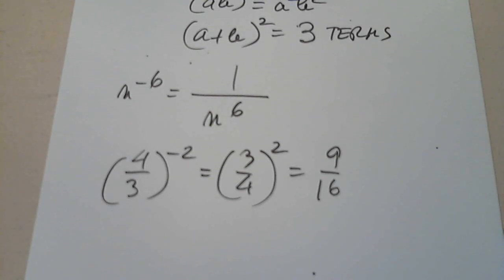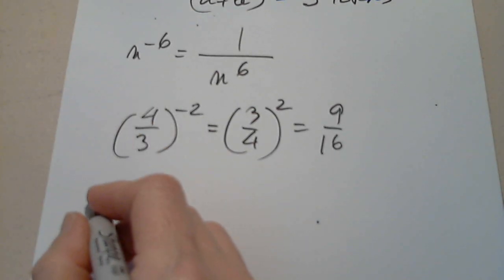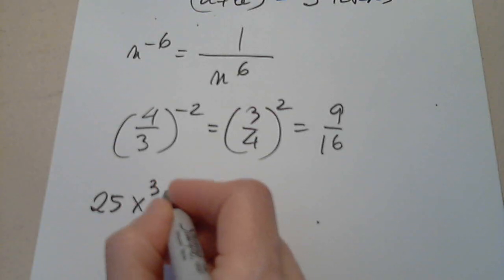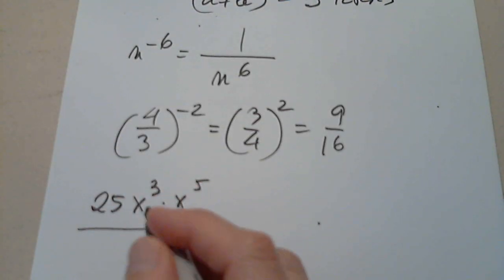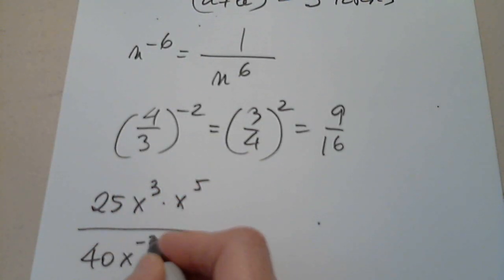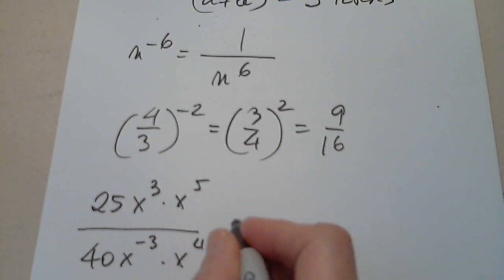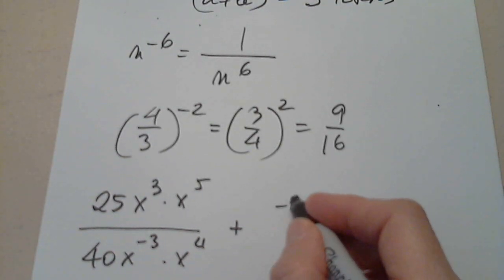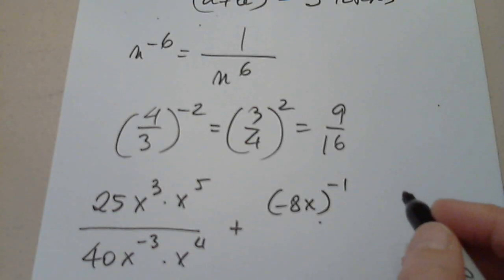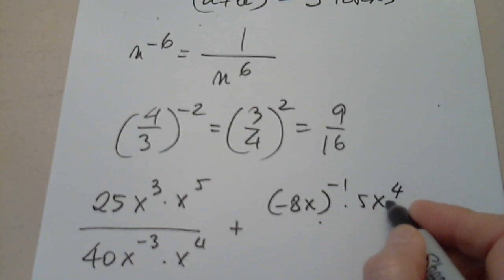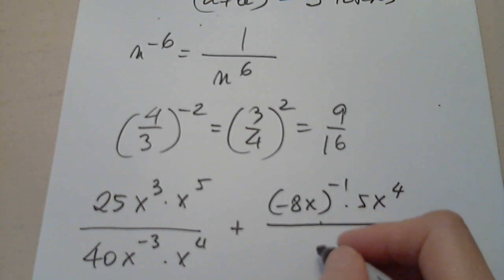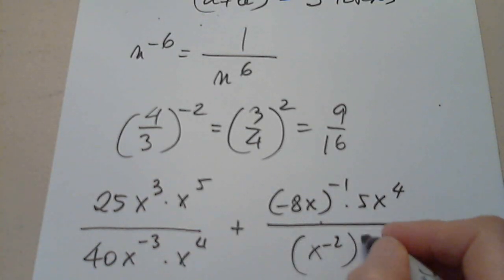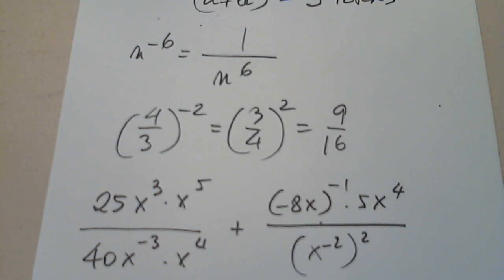Do we need to work on this problem? Yes. Perfect. So let's take a look. Let me copy it. So 25x to the third times x to the fifth. This is an overkill, but let's do it. So -3 times x to the fourth, and then plus -8x to -1, 5x to the fourth, divided by x to -2, everything squared. Good.